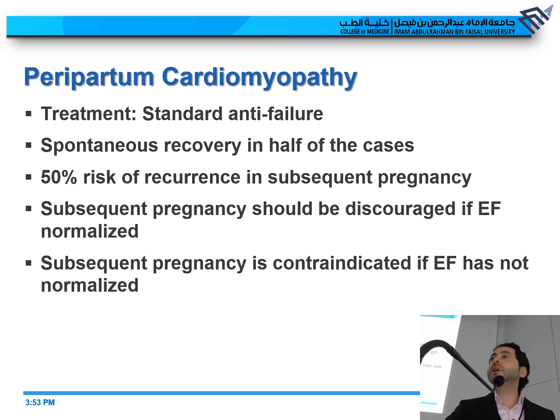Spontaneous recovery, they will recover in 50%. The risk of recurrence in the subsequent pregnancy is again 50%. Magic number, 50%. Okay, so if their ejection fraction now normalized, you treated well and she's having a normal systolic function, subsequent pregnancy in the future should be discouraged. You tell her, please don't get pregnant. If her ejection fraction did not normalize, the subsequent pregnancy is contraindicated. No way she has to get pregnant.